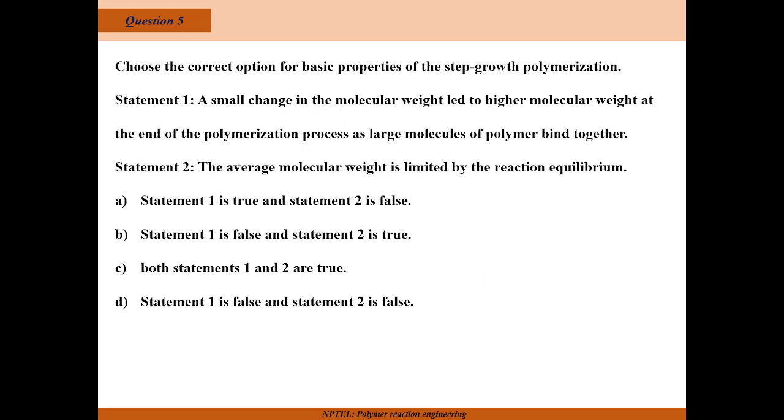So now choose the correct option for the basic properties of step growth polymerization. There are two statements given. The first statement: a small change in the molecular weight leads to a higher molecular weight at the end of polymerization as large molecules of polymer bind together. The second statement is that average molecular weight is limited by the reaction equilibrium. Just go through the statements and see which one is suitable for our explanation.